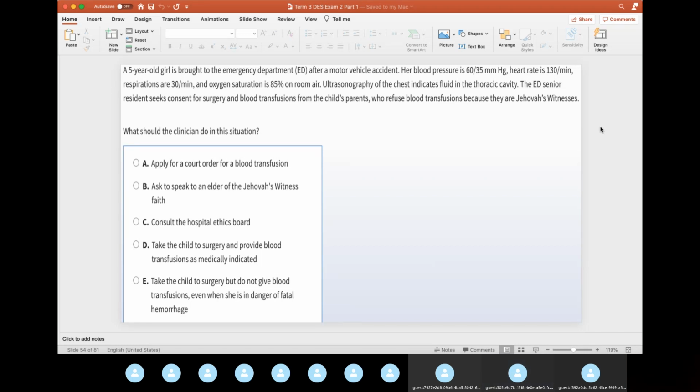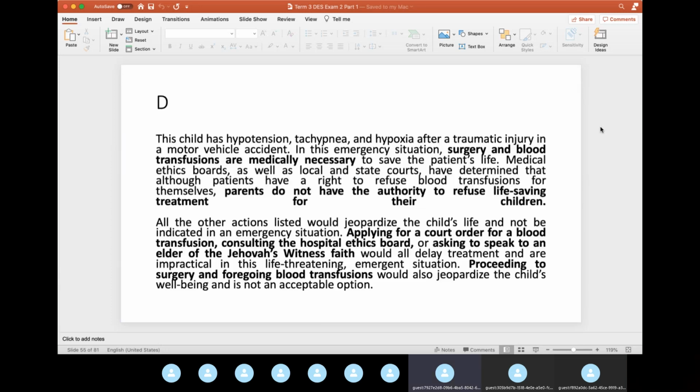Someone is saying D. D, Delta. Take the child to surgery and provide, but why? Why D? Because it'll be a life-saving procedure, no? So do you all agree it's D? I hear some hesitation in your voice. What is the answer? D, correct? Right? Okay. 3, 2, 1. It is D.